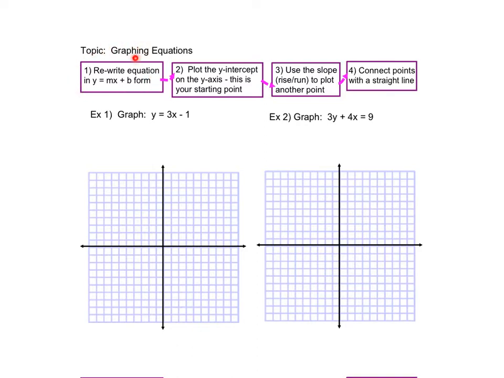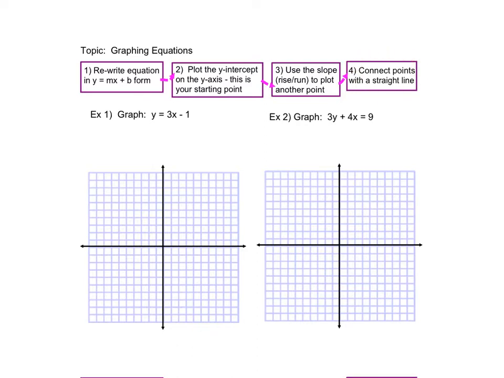We're going to start by rewriting it in this form. So notice that this form essentially has us solved for y, or has y by itself. Then we're going to plot the y-intercept on the y-axis. That's going to be our starting point. We'll use the slope, the idea of rise over run, to plot a second point. Then we'll connect the points with a straight line.